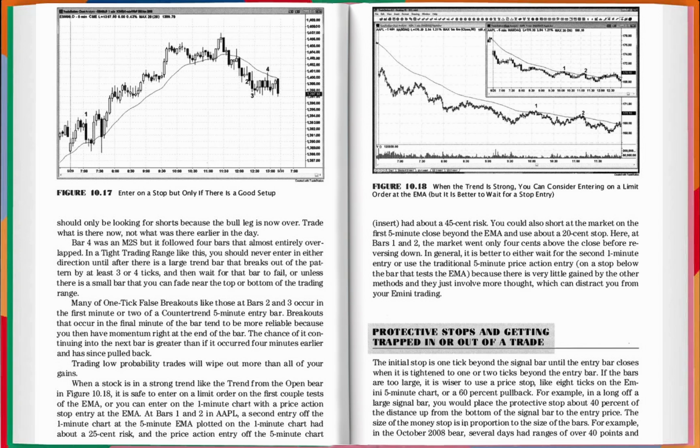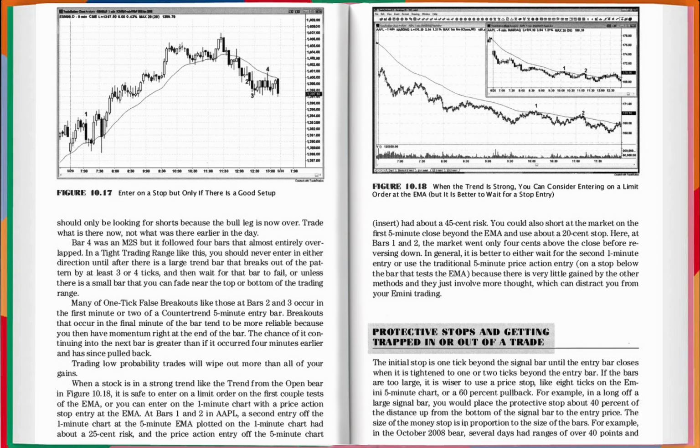The initial stop is 1 tick beyond the signal bar until the entry bar closes, when it is tightened to 1 or 2 ticks beyond the entry bar. If the bars are too large, it is wiser to use a price stop, like 8 ticks on the E-mini 5-minute chart or a 60% pullback. For example, in a long off a large signal bar, you would place the protective stop about 40% of the distance up from the bottom of the signal bar to the entry price.